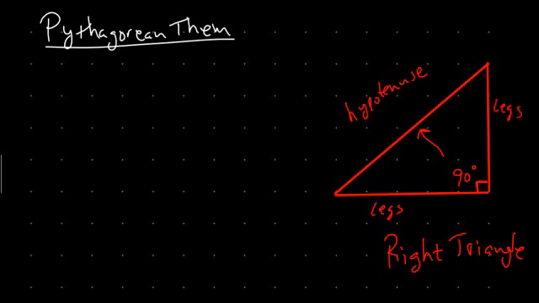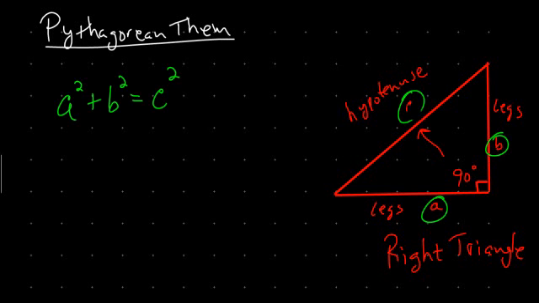Typically we'll refer to the legs as A and B. Call this side A, this side B, and the hypotenuse C. That's the big deal there. And with the Pythagorean Theorem, the money shot here, it is A squared plus B squared equals C squared. So it's always the sum of the squares of the legs equals the square of the hypotenuse.